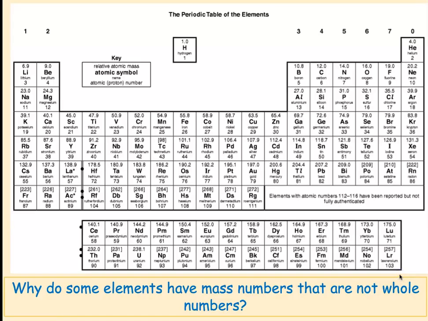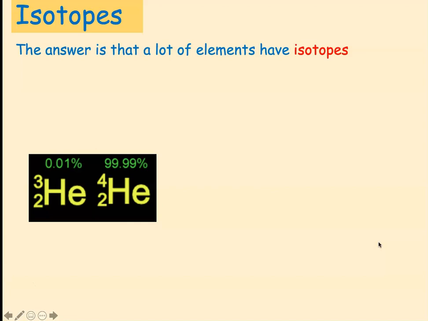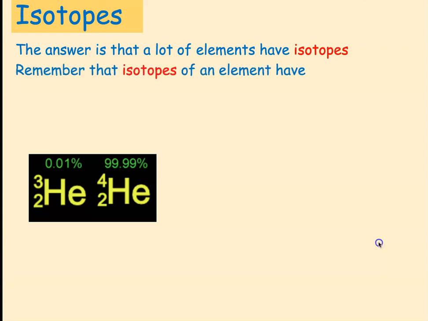Now if you look at a periodic table, something like this, you can see that the top numbers, which are the relative atomic mass, are not all whole numbers. Now I wonder why that is. The answer is isotopes.